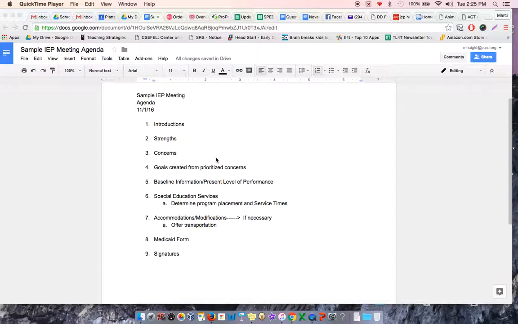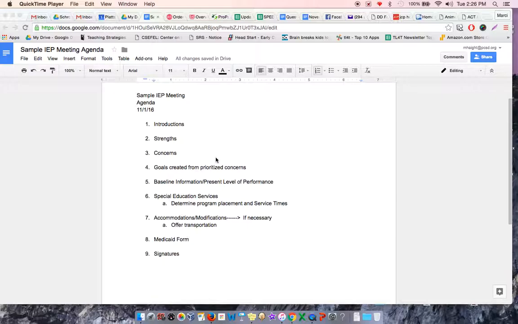Then we moved on to concerns, which went along the same lines as strengths. I was writing down concerns that parents had, that speech language had, and that the classroom teacher had. Anybody at the table who's part of the student's team was welcome to bring up any concerns. After concerns, we prioritized them, discussing which items on the list we really wanted to focus on and turn into goals.